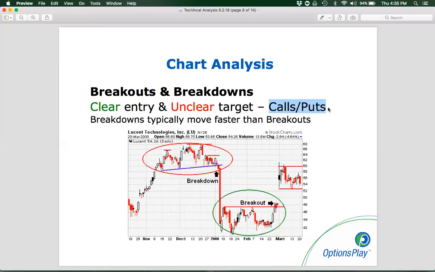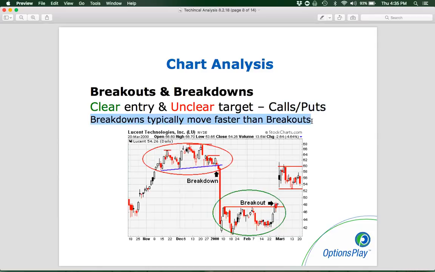The only thing I want to point out is that, generally speaking, breakdowns typically happen faster than breakouts, because usually when bad news comes out, stocks tend to move much quicker to the downside than when good news comes out. It tends to not move as severely to the upside. So that's just a tidbit to remember, okay?